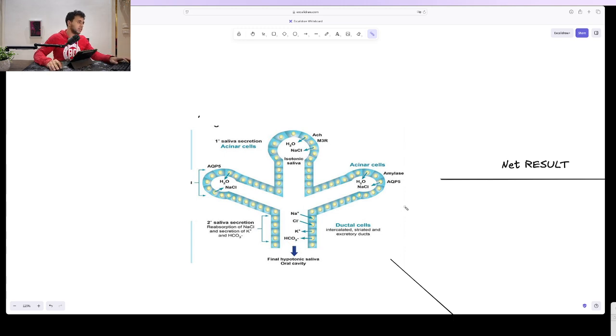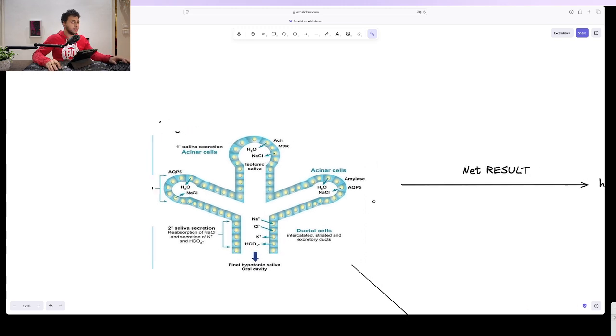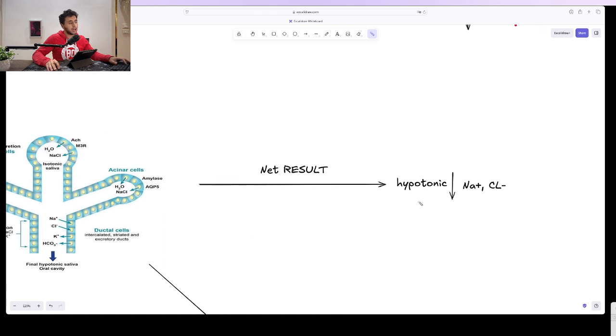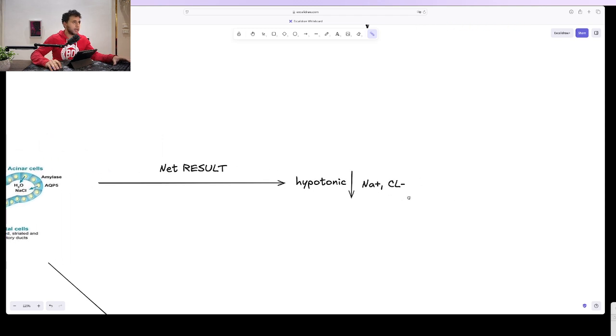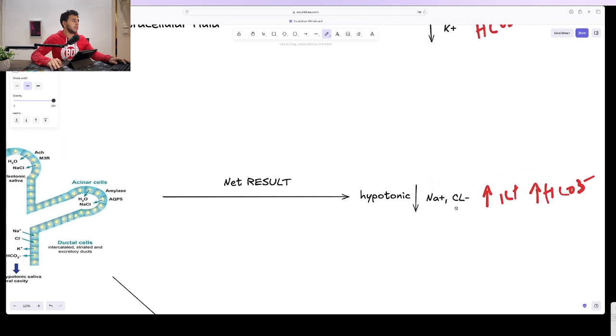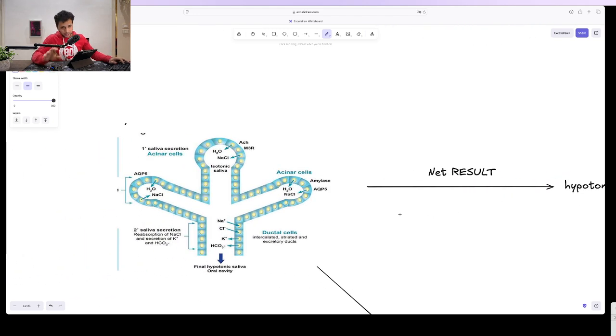So the net result of this mechanism is that we get a hypotonic solution. Our saliva that we taste right now is hypotonic compared to the plasma, or the extracellular fluid. So it has low sodium, low chloride, and of course high potassium and high bicarbonate.